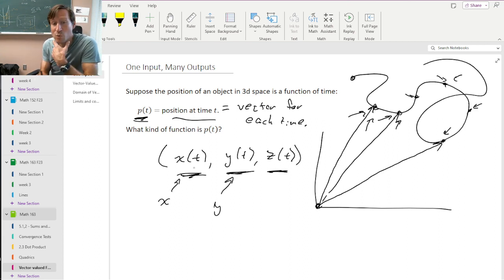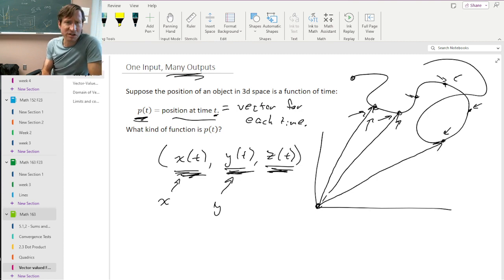Right? Since one time gives us 3 different numbers, an x-coordinate, a y-coordinate, and a z-coordinate, we can package those 3 numbers up into a vector. So this is a function that has one input, time, but it has several outputs. In this case, 3 outputs, an x, a y, and a z. So that's the kind of function that we're going to be working with.